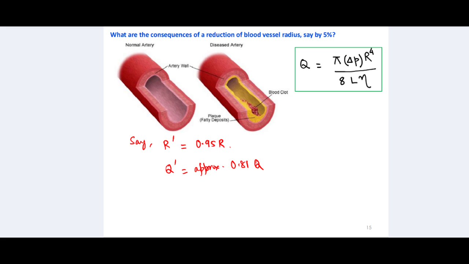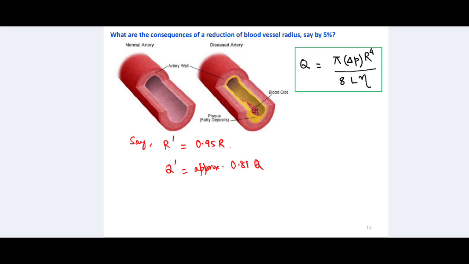Again, if I were to offset that, Q prime turns out to be approximately 0.81 Q. Okay, so a 19% reduction. And of course, you cannot thin your blood beyond a certain limit. I cannot really water down my blood, right?